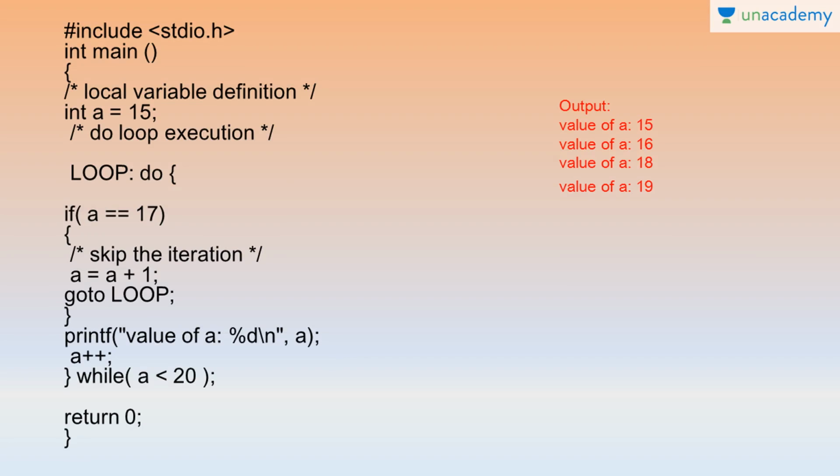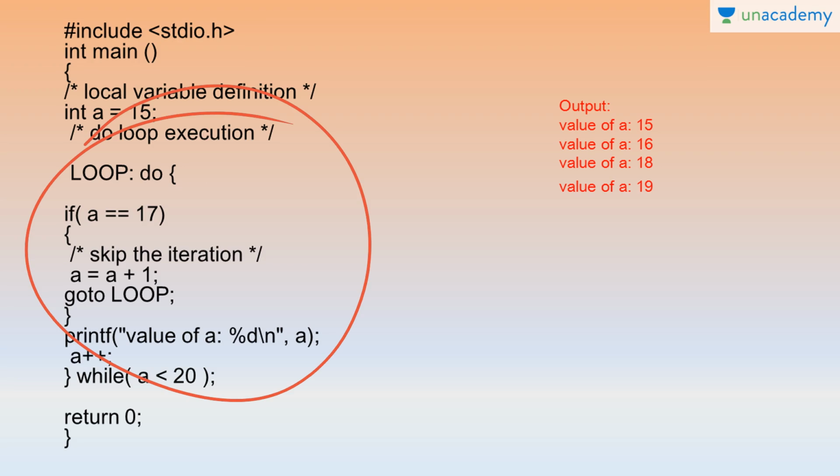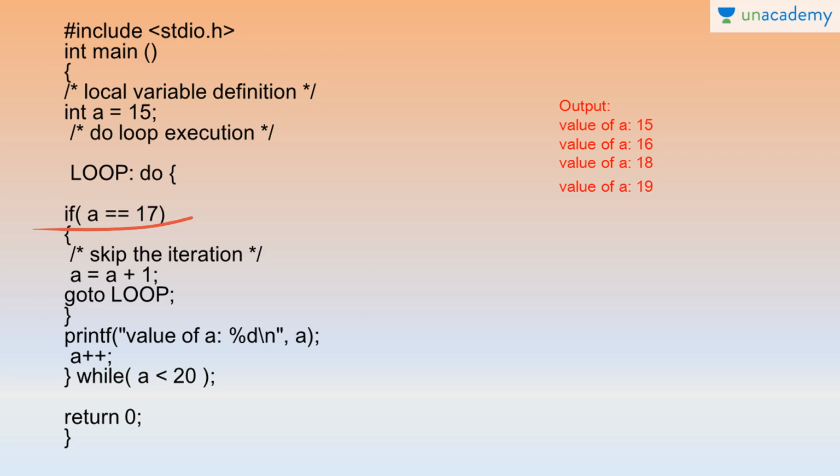So this is an example for goto statement here. See, int a is equal to 15. We have set our label for the do statement in the do while loop. Again we are checking for the same condition. If a is equal to 17, just increment it and go back to the loop.